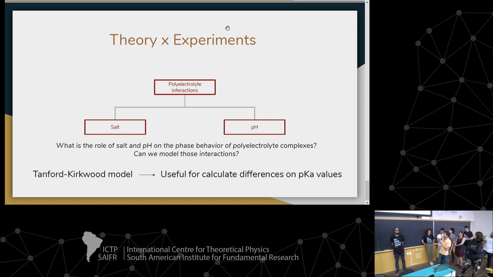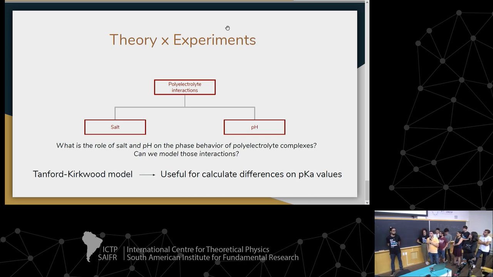Okay, and we also came with this slide because some of us are experimentalists, and we came here to have, for example, theoretical descriptions of what we observe in our lab. In my case, there are isolated polyelectrolyte interactions. All of us know that salt and pH are quite important properties that govern the phase behavior of those complexes. And the interesting point is, for example, the Tanford-Kirkwood model that we can use to calculate the difference in pKa.